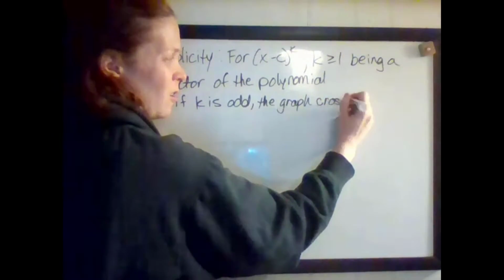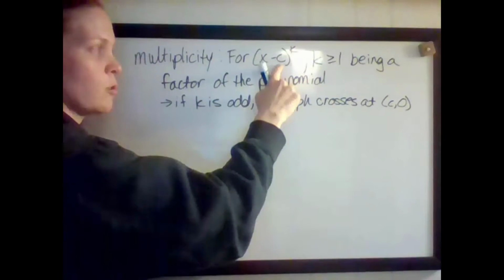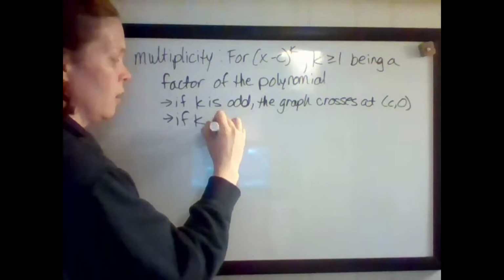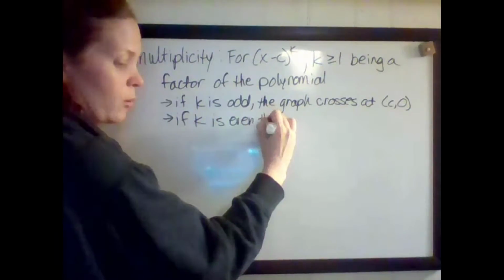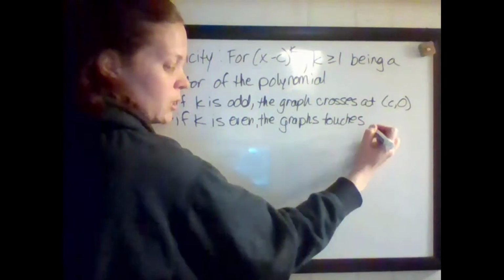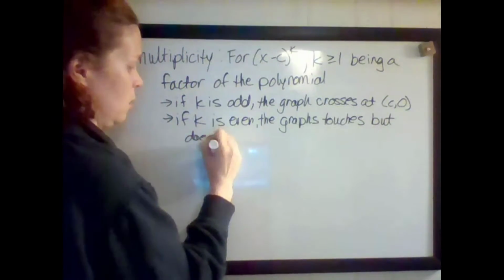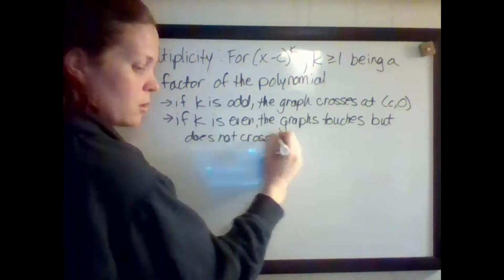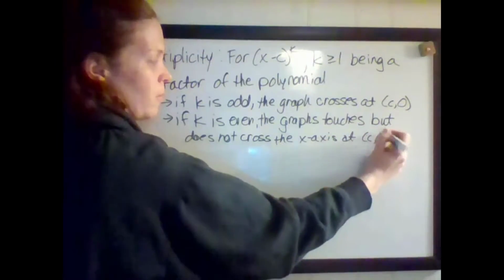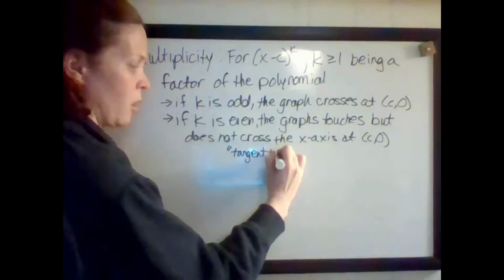crosses at c, 0, just like we did with the last one, like when it was x minus 3, it crossed at 3. But what's a little different is that if k is even, the graph touches, but does not cross the x-axis at c, 0. And this has a special word for it. It's called being tangent to the x-axis.